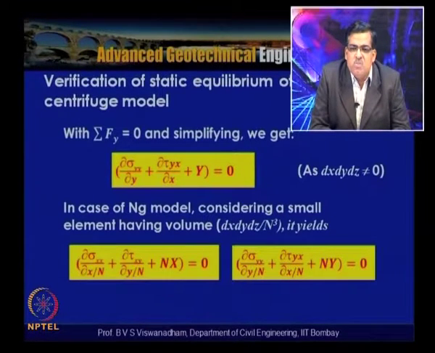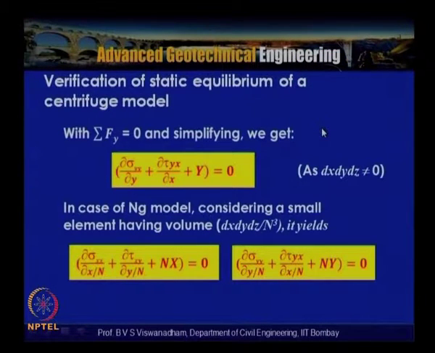So in the case of the ng model, considering a small element having a volume dx dy dz by n cube, it yields dou sigma xx by dou x by n plus dou tau xy by dou y by n plus nX is equal to 0, and then in the y direction dou sigma yy by dou y by n plus dou tau yx by dou x by n plus nY is equal to 0. Here X and Y are the body forces, equal to unit weights in the x and y directions, which is why they get multiplied by n.